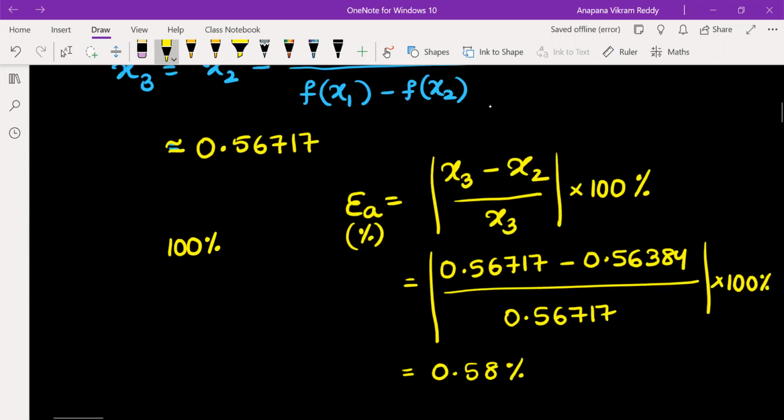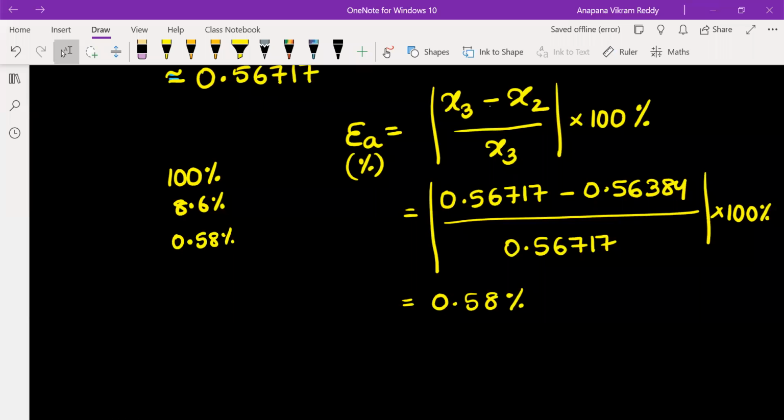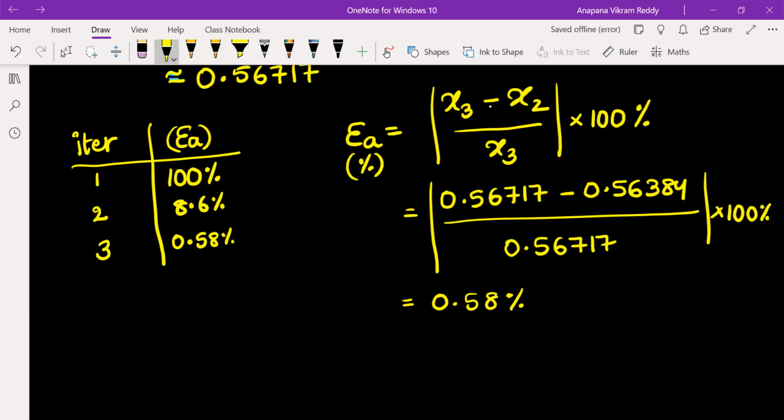We came all the way to 8.6%, then 0.58%. Maybe in iteration number 4, you may get something like 0.0001%. So this is epsilon a in percentage against iterations. I can write it down like this: iteration number 1, 2, 3. Some textbooks take iteration number 0, 1, 2. If you are counting from 0, you have to count 0 also. Instead of taking 0, we will take 1, so 1, 2, 3. At iteration number 3, epsilon a is a very low value. So I can find for 4, if possible 5. Maybe in 4 itself I'll get the approximate answer.